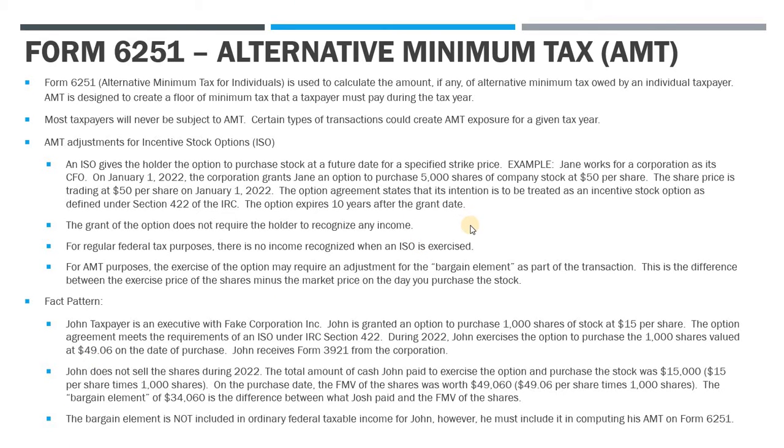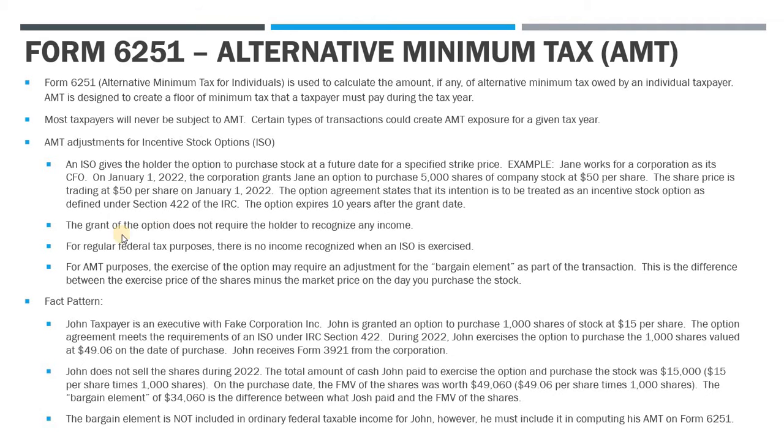Now, on the date that they grant her this option, the share price is at $50, and that's a requirement for the ISOs to qualify under Section 422. And then the agreement itself states its intention to be an ISO under 422. The option expires 10 years after the grant date. These are all things that are required to meet these elements under the tax code.